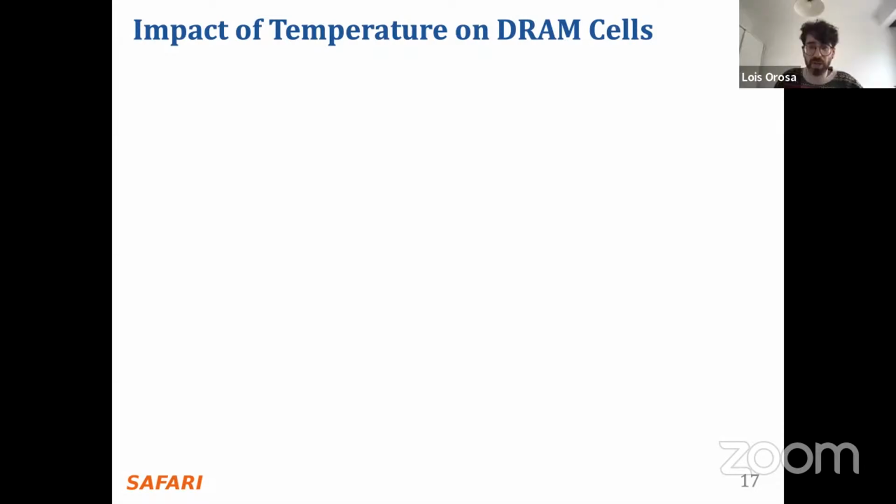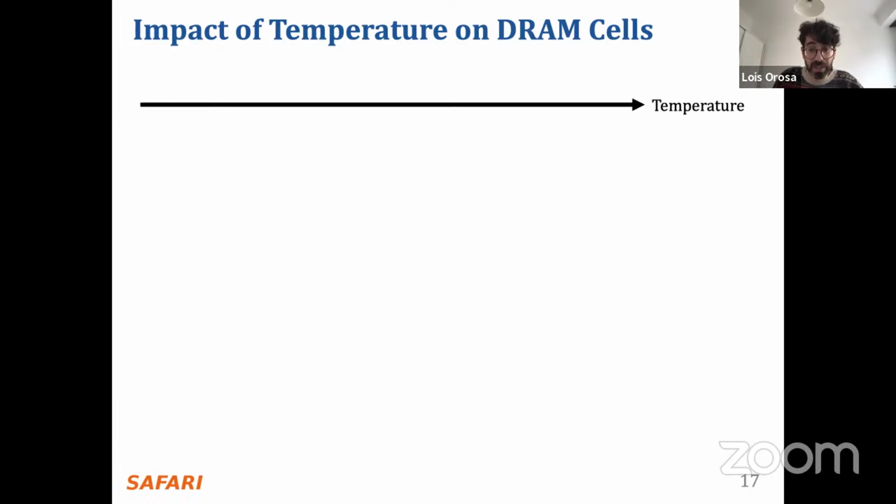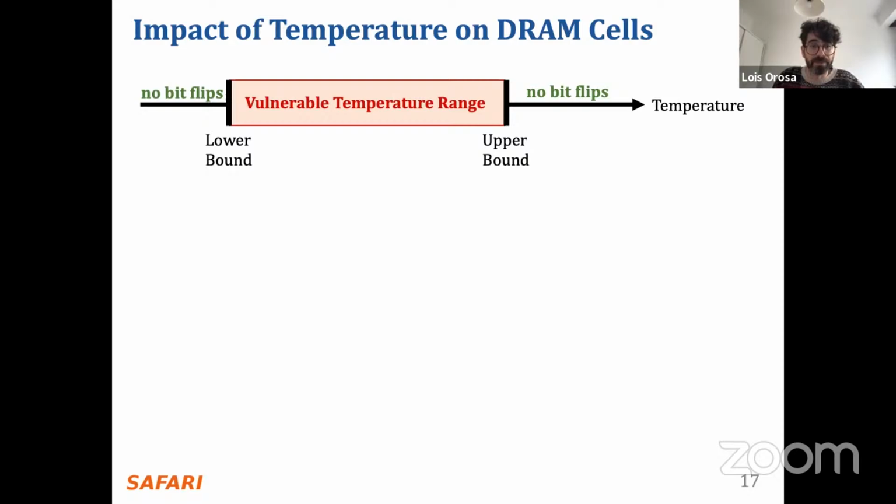We analyze the temperature levels at which a DRAM cell is vulnerable to RowHammer. We observe that there exists a lower and upper bound of temperature. A DRAM cell experiences bit flips only in this bounded range, but we do not observe any bit flips out of this range. We call this range the vulnerable temperature range.